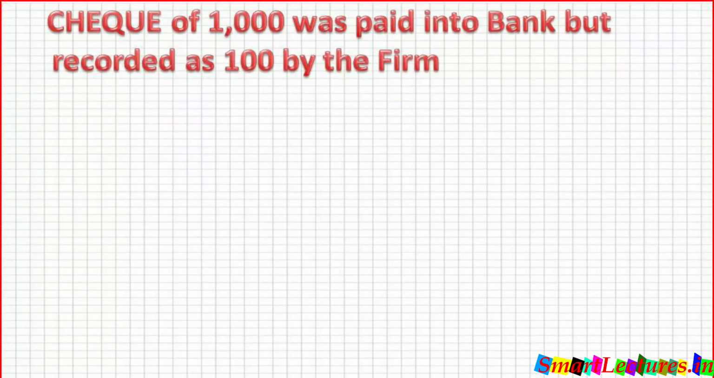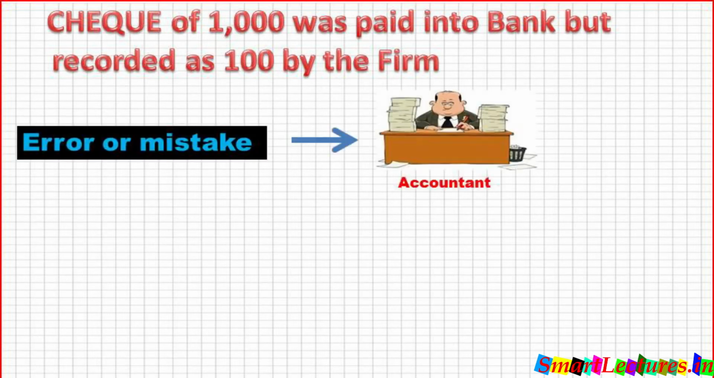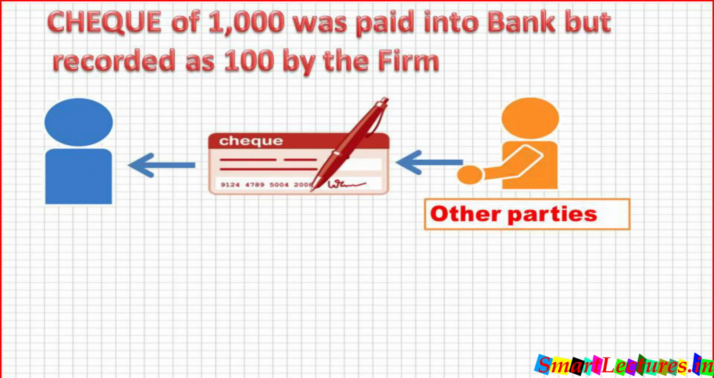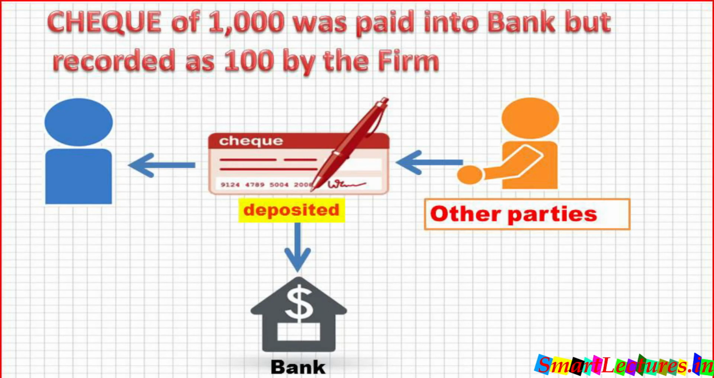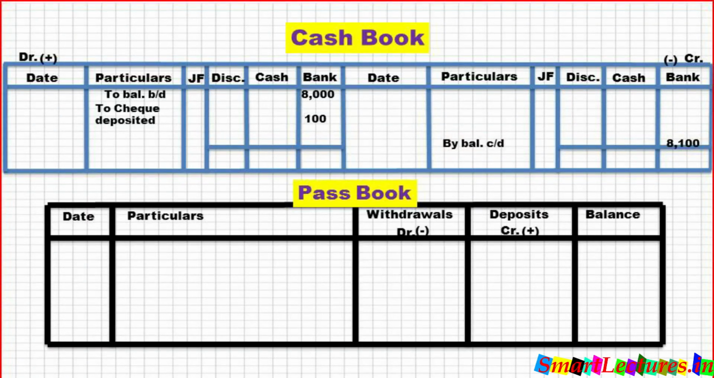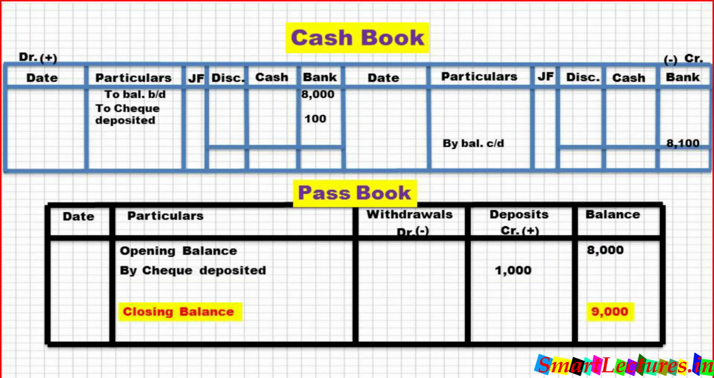Another reason: a check of 1000 was paid into the bank but recorded as 100 by the firm. This was an error by the accountant. A check of 1000 paid into the bank means we received a check from some party and immediately deposited it in the bank, but it was recorded as 100 in the cash book. The cash book shows opening balance 8000, to check deposited 100, closing balance 8100, and the passbook shows opening balance 8000, by check deposit 1000, closing balance plus 9000.